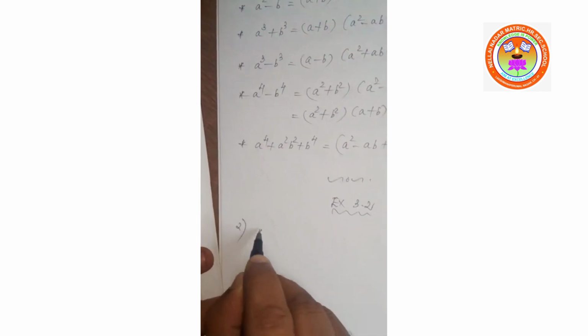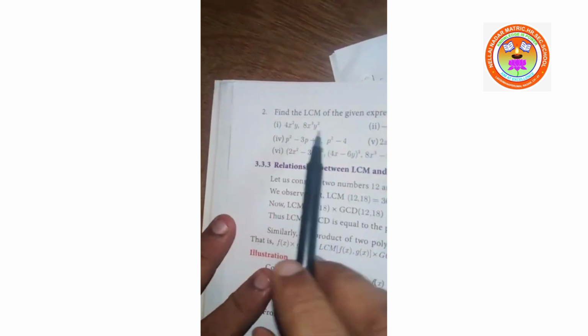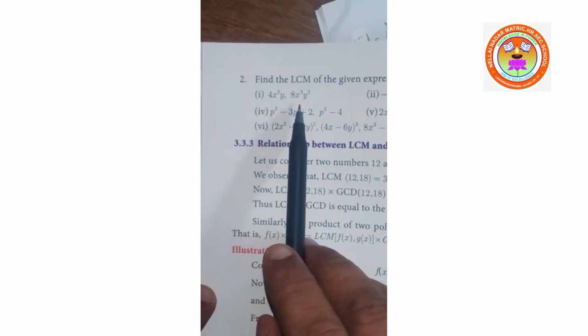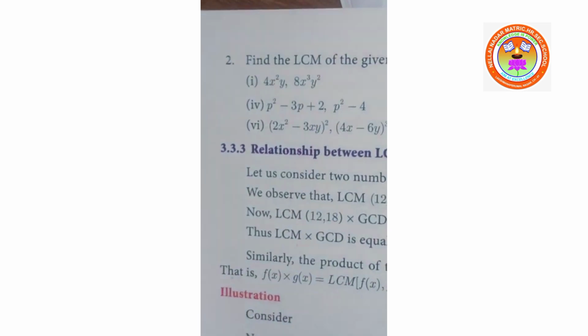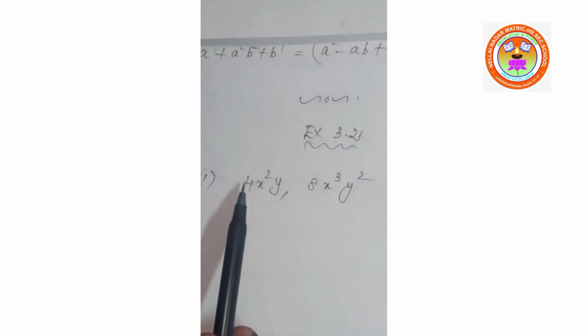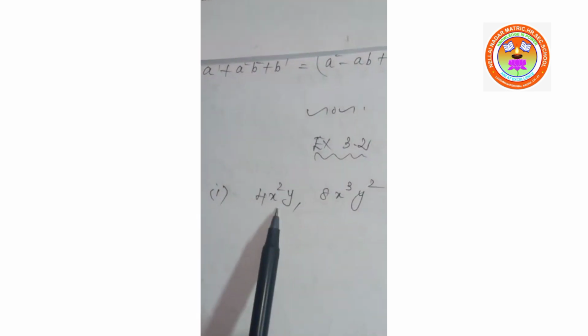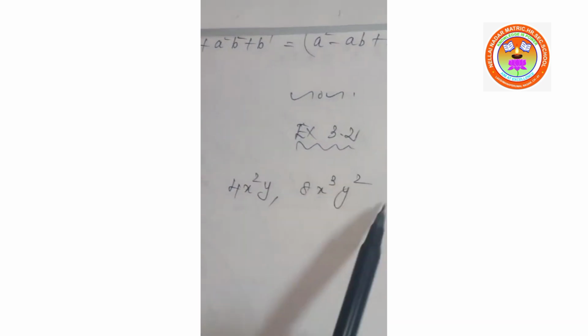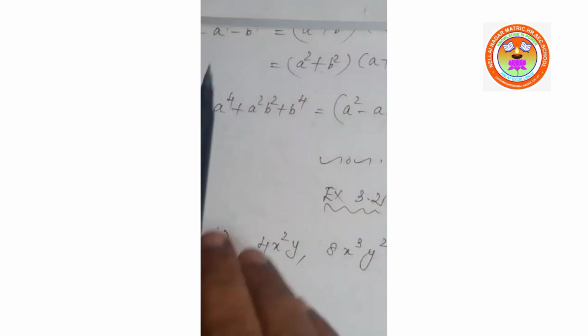question number 2, subdivision number 1. Here is the question. The first one is 4 x squared y and second one is 8x cube y squared. 4x squared y, 8x cube y squared. Okay, it's a monomial because this expression is having only one term, correct? It is also monomial, 8x cube y squared is monomial, so only one term.